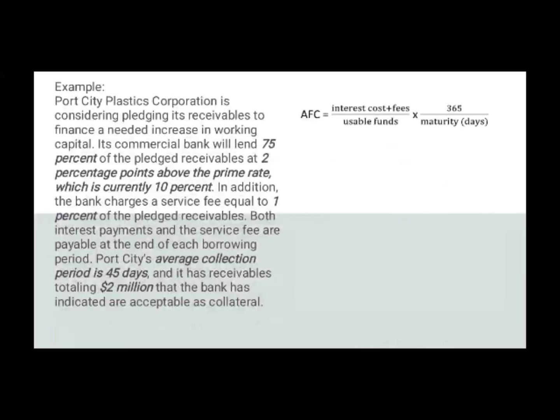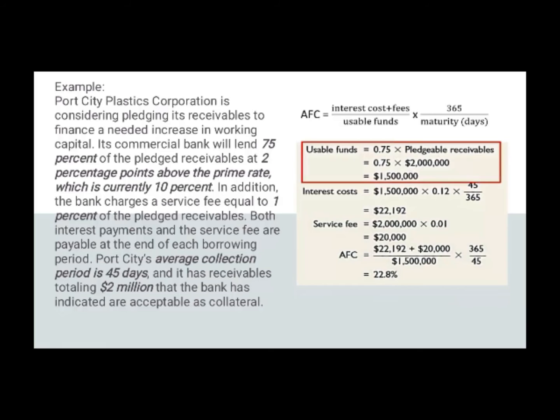For this example, we are asked to find the annual financing cost. And here is the formula. AFC is equal to interest cost plus fees over usable funds, multiplied by 365 over the number of days of its maturity. So there are three things that we must first compute: the usable funds, interest cost, and service fee. So here's the solution. Let us compute first the usable funds.